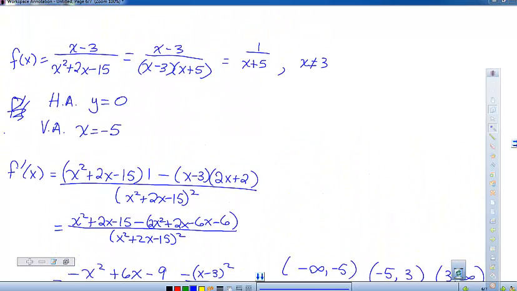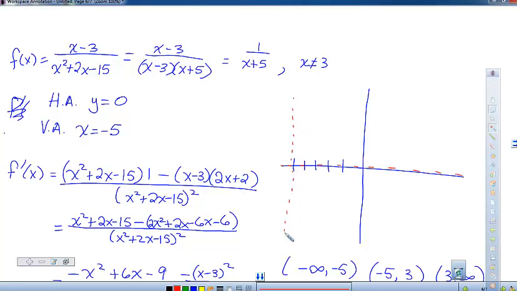So let's draw what we do know so far. I have a horizontal asymptote at y equals 0. And then we're going to have a vertical asymptote at x equals -5 again. All right, so we got that again. Now let's look at concavity. Questions? No. Okay.